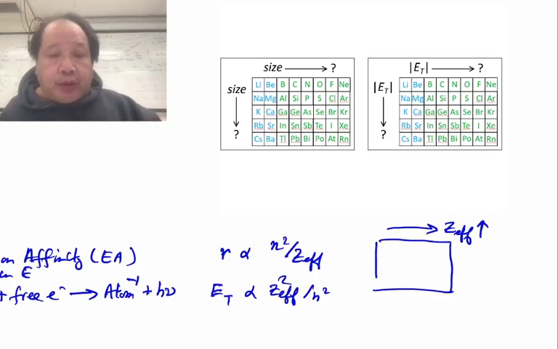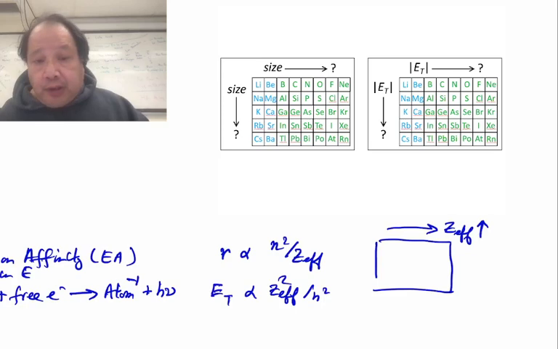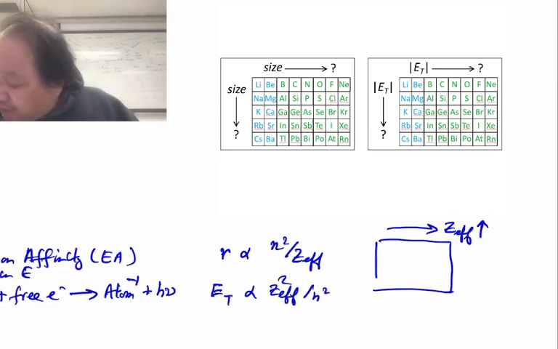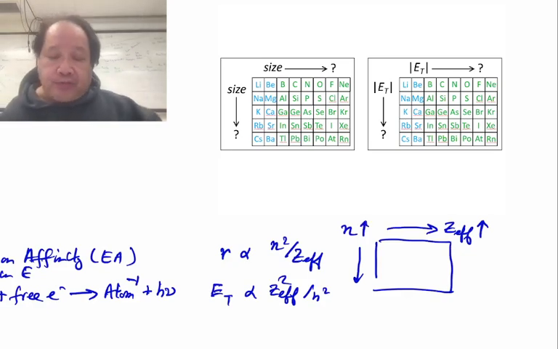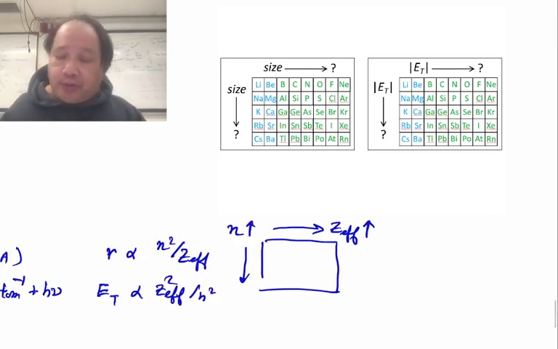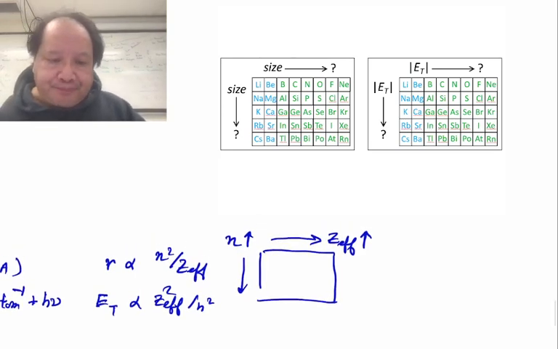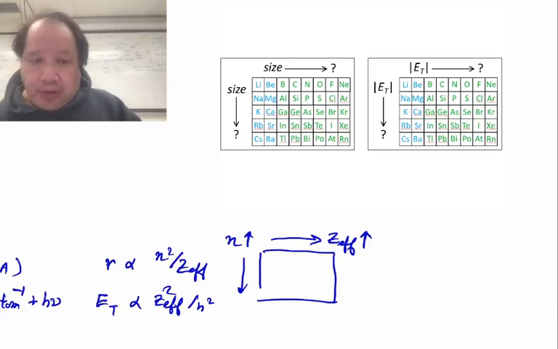By contrast, when we go down, n is always increasing. The first row in that table is the 2s, then n equals 3 and 4. Z effective is changing, but the dominant effect going down is n. And n increases as we go from the principal quantum number 2 to 3, and so forth. And so now we can start seeing answers to our questions. Let's look at size. So size is proportional to n squared over Z effective.